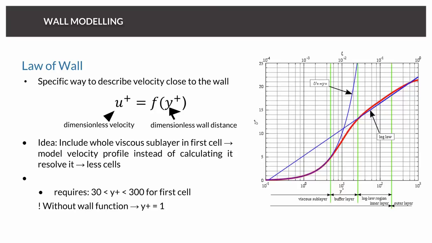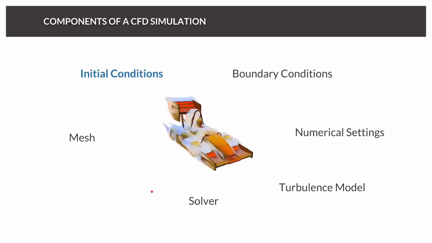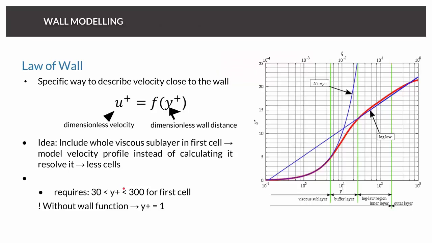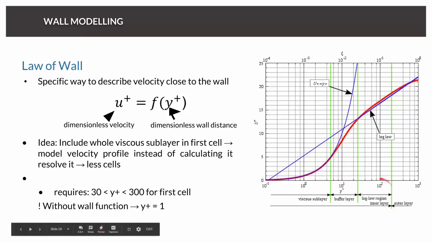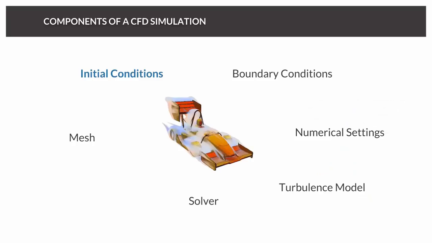But this requires a decent value for y plus inside the first cells. And if you don't use wall functions, your y plus needs to be 1, and if you use wall functions, you can also have higher y pluses, because then it just needs to be somewhere in between. Usually when we do CFD simulations, we suggest to use wall functions and really make sure that your boundary layer mesh is looking fine.